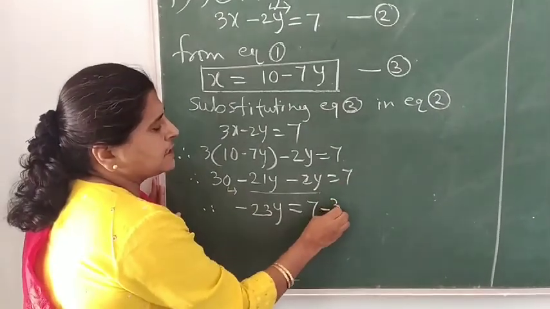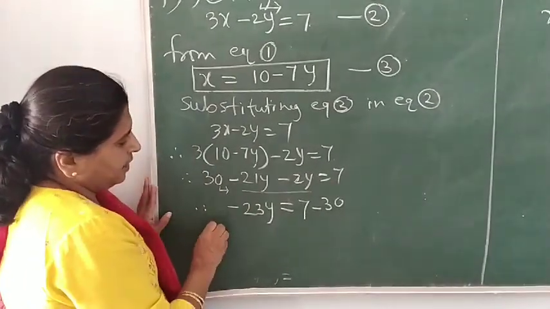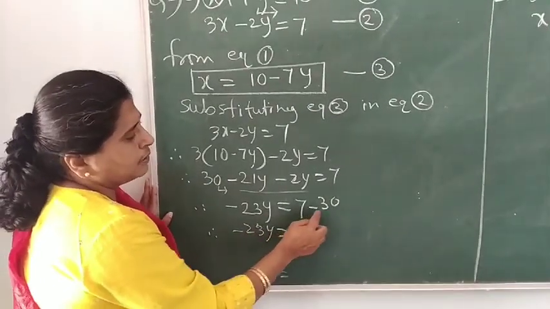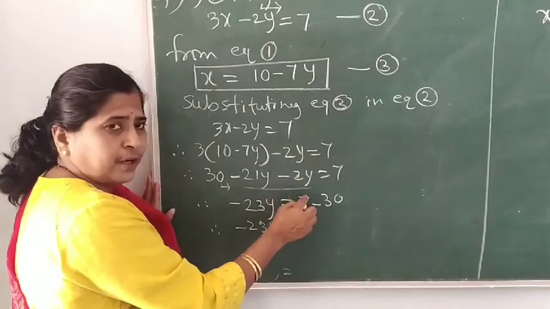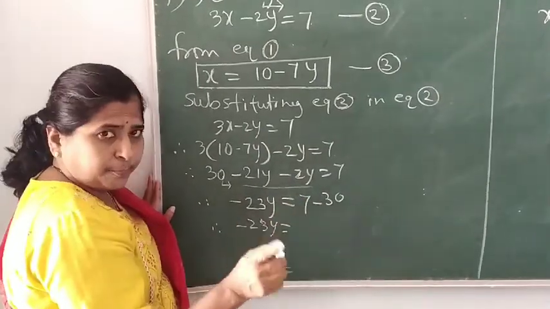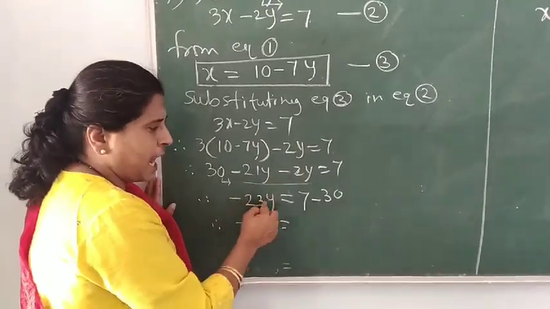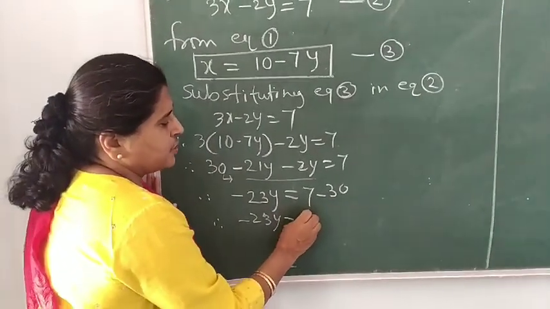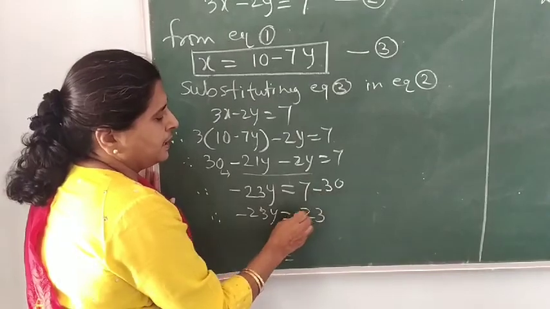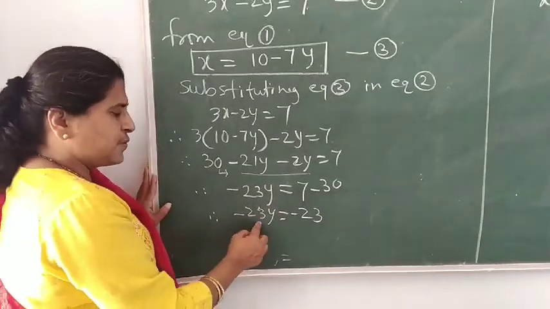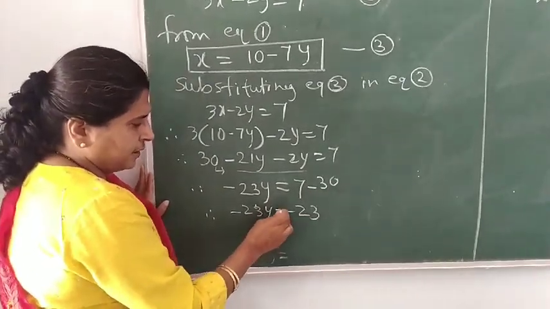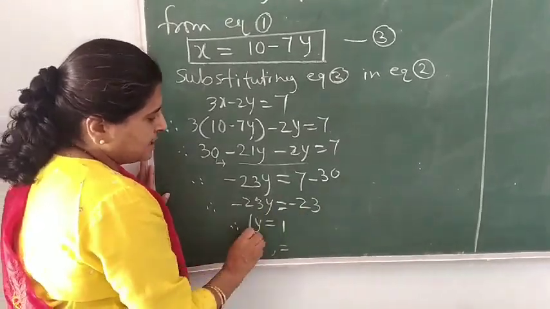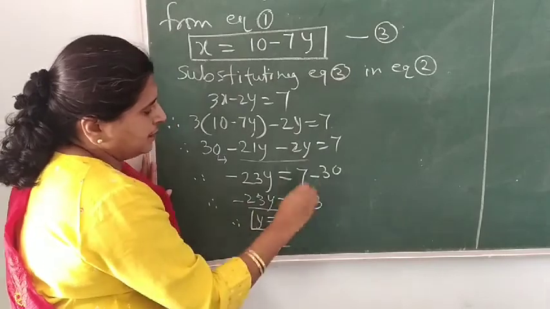30 will go on the other side, it will become minus 30. So this is minus 23y is equal to, now here the signs are different. When the signs are different, you have to subtract. For same, add; different, subtract. So 30 minus 7 is 23, the bigger is 30, so it's minus. So minus 23y is equal to minus 23, your y is going to be equal to 1. Minus minus will get cancelled. So the value of y is 1.